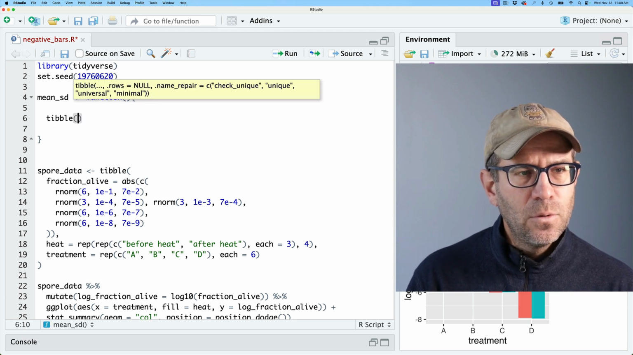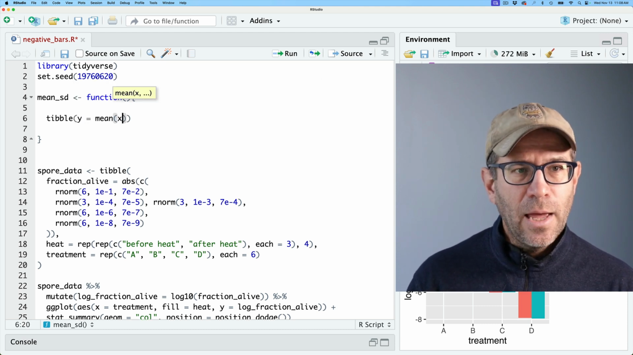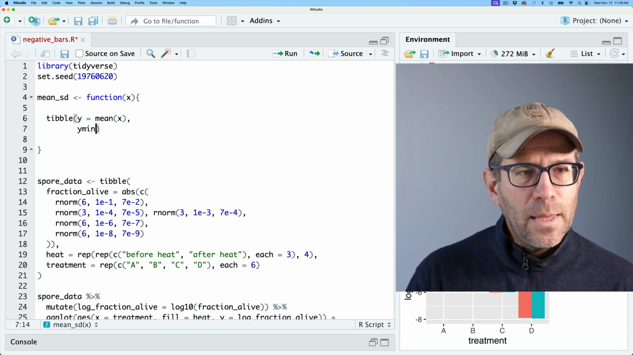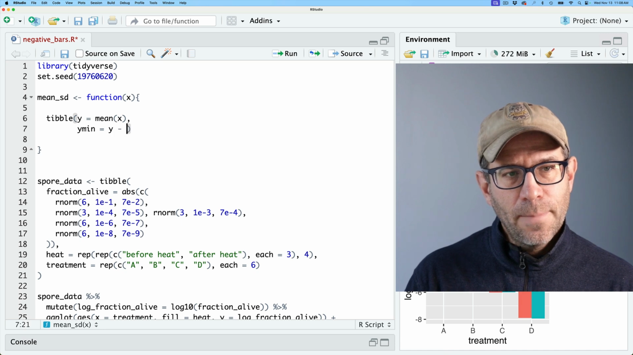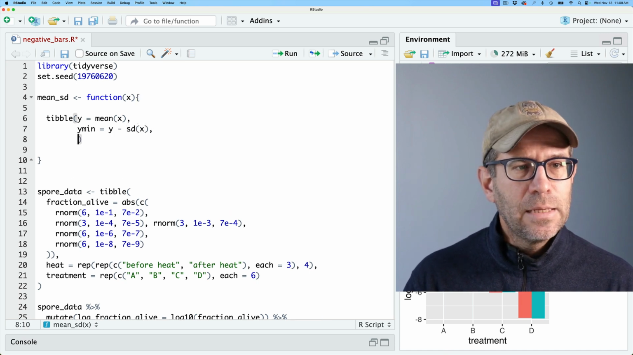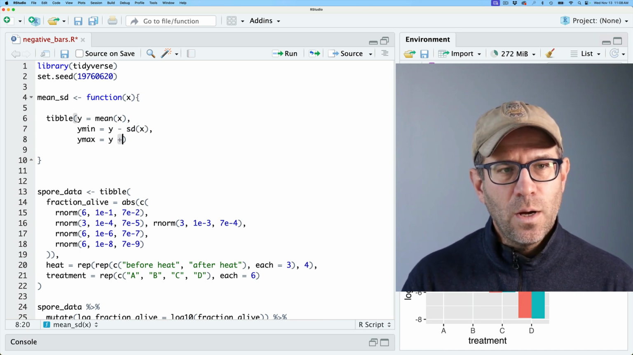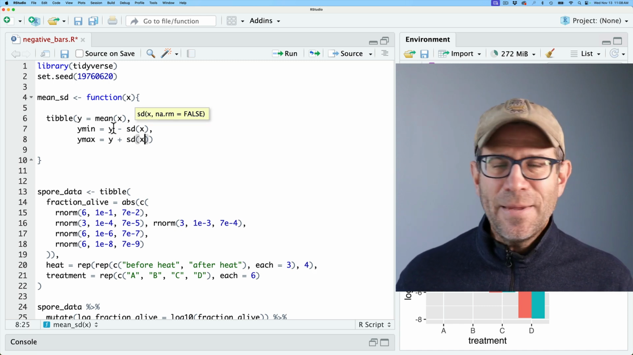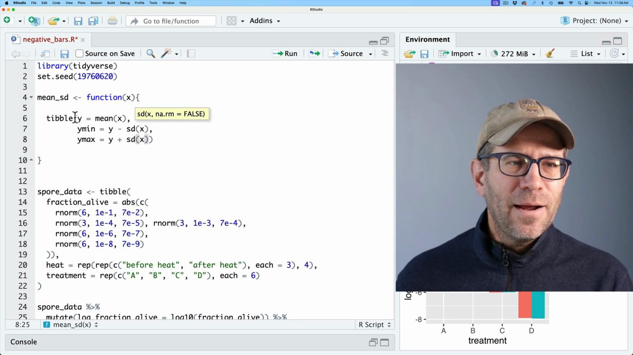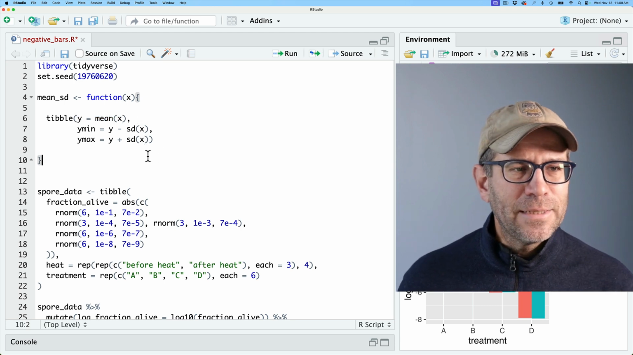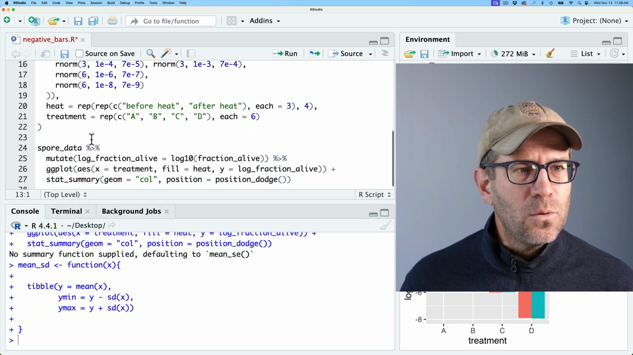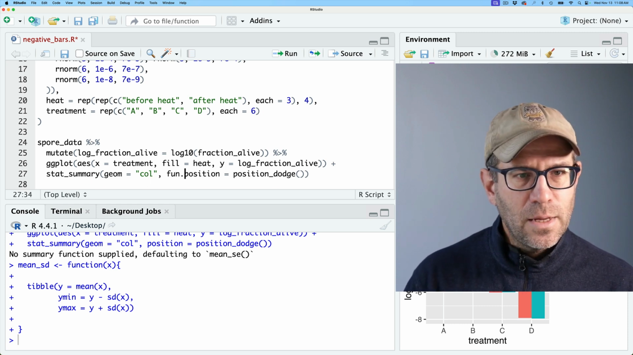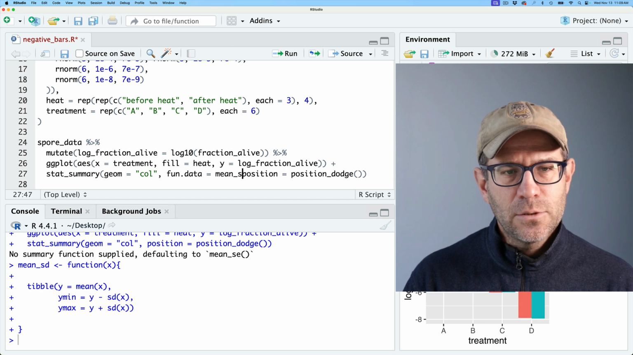And so I'll do tibble y equals mean of x. And so x is going to be the vector of data that come in. And then ymin is going to be y minus sd of x, and then ymax is going to be y plus sd of x. Okay. Now this y, I could have said mean x here, but I already have the y column, so what's the big deal? So we'll go ahead and do that. And now in my stat summary, I'll go ahead and do fun.data equals mean_sd.